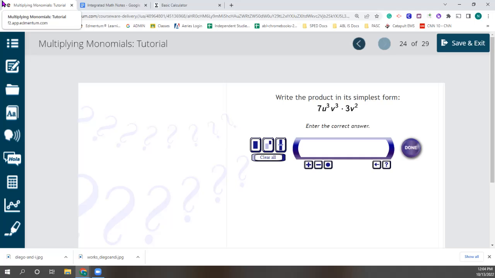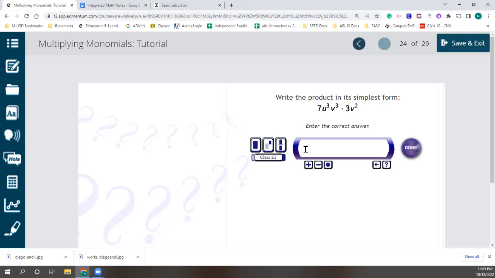All right, so 7 times 3 is 21, multiplied by U cubed. Combine the V cubed and the V squared by adding the exponents. So multiplied by V to the 5th. Now we want to put it into that factor form. So 21 U cubed V to the 5th.